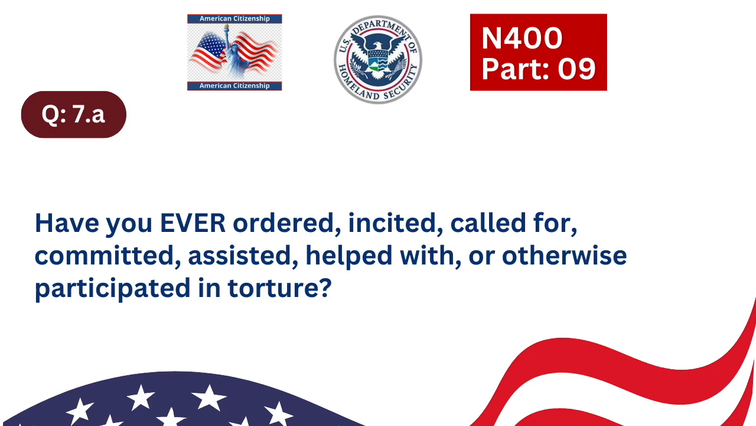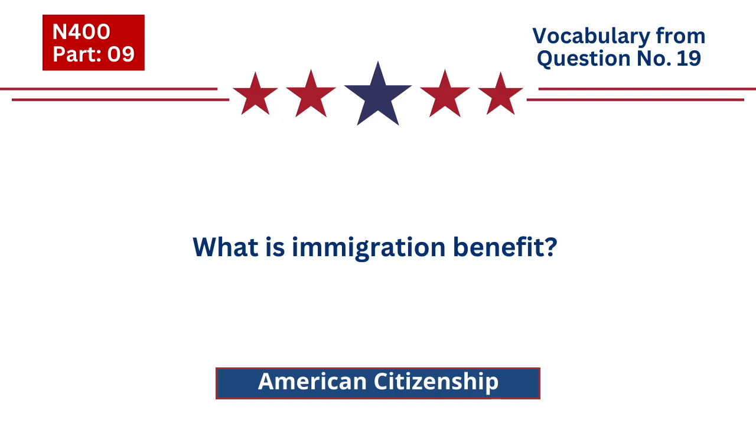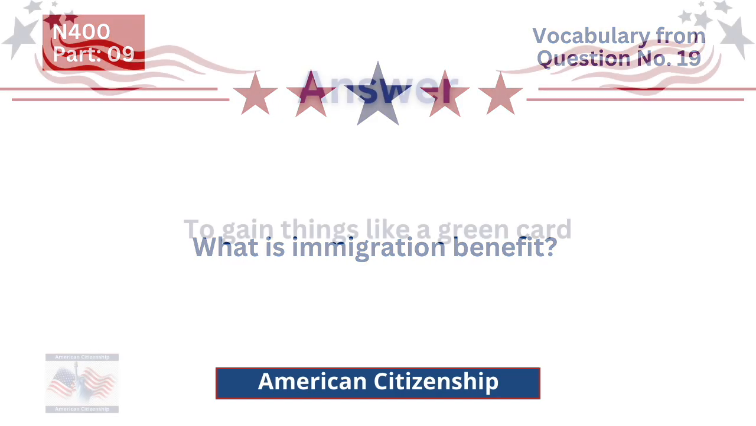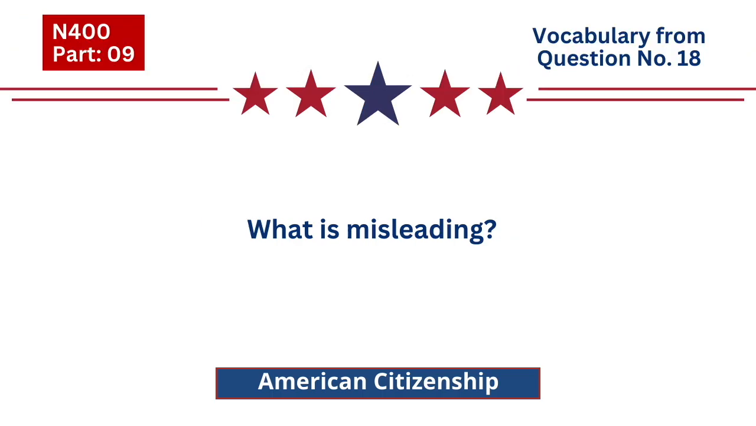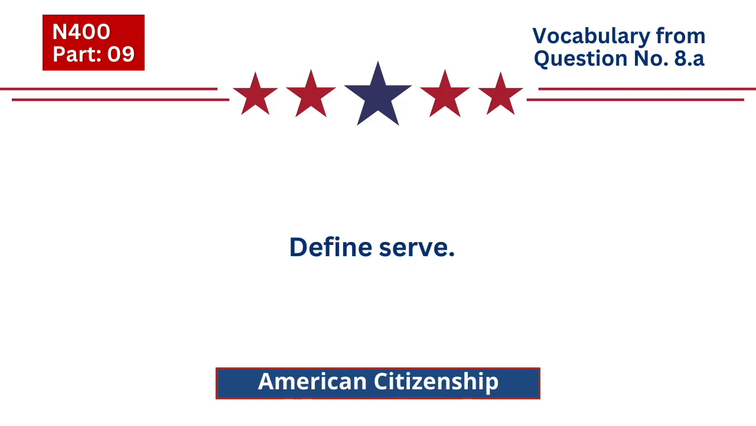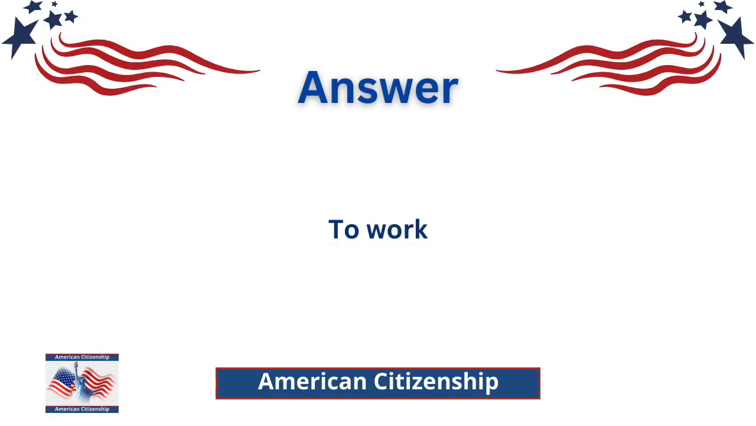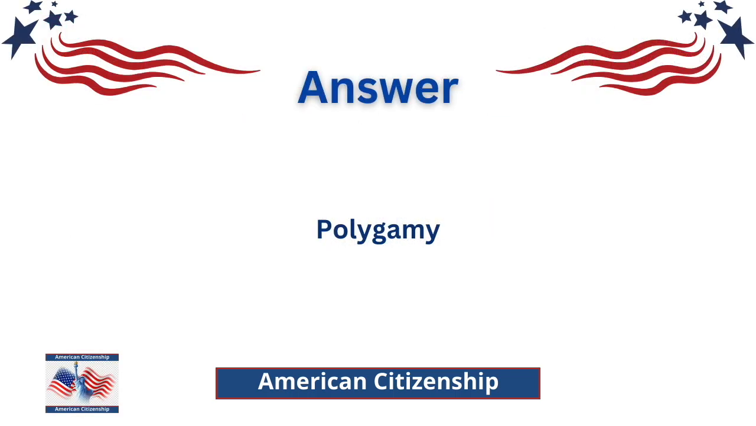Have you ever ordered, incited, called for, committed, assisted, helped with, or otherwise participated in torture? No. What is immigration benefit? To gain things like a green card. What is misleading? Give a wrong idea. Define serve. To work. Do you know what the person is called who marries more than one person at the same time? Polygamy.